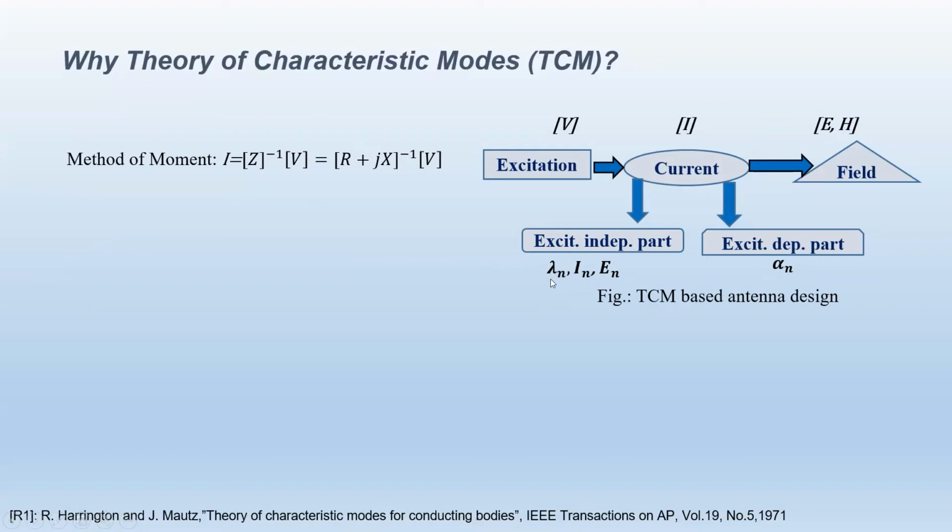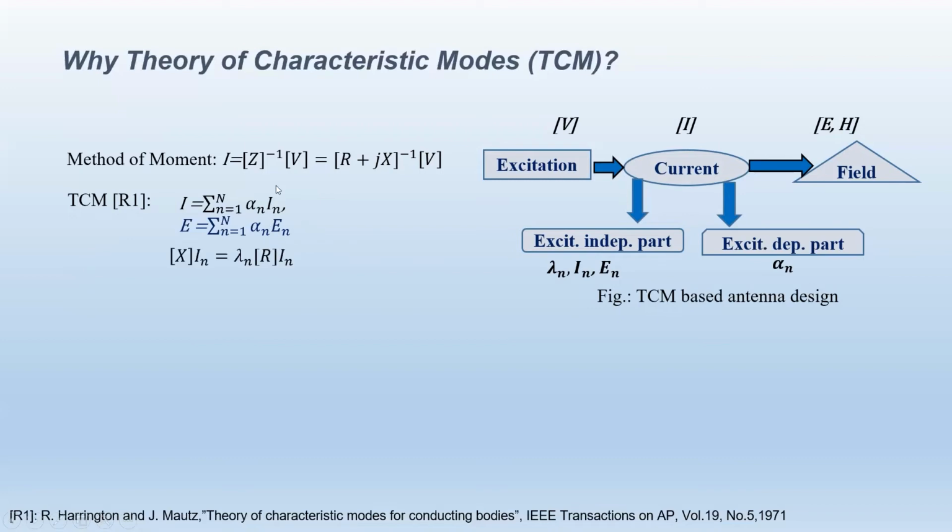This is lambda n, the innate eigenvalue, and I n is the innate characteristic current mode, and E n is the innate characteristic field mode. Now, the total current or total field depends on this V vector. So how is that accounted for? Here there is a coefficient called the modal excitation coefficient, which considers I n, lambda n, as well as the V vector. We'll show how those are related here. Total current is a linear combination of the individual characteristic current modes. Similarly for the field.